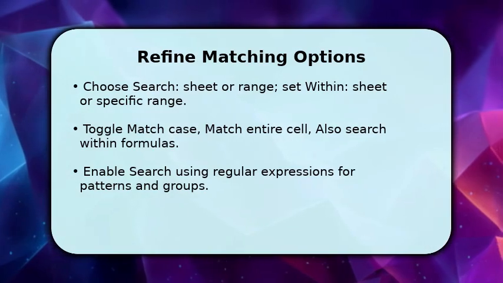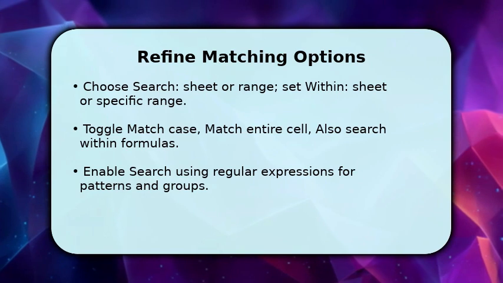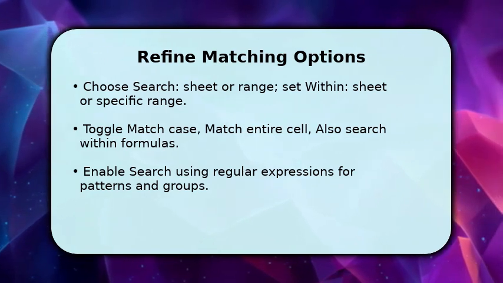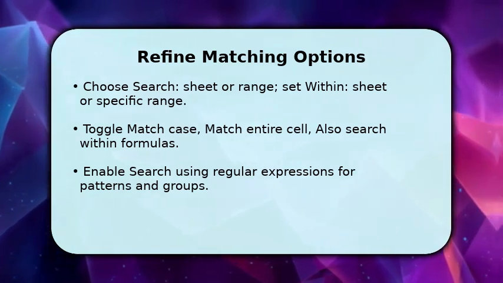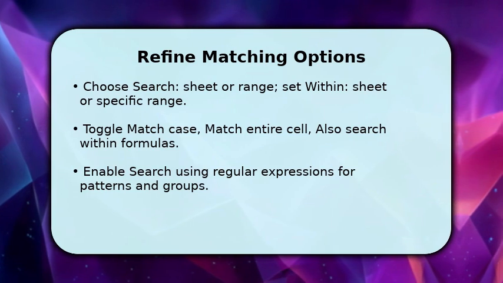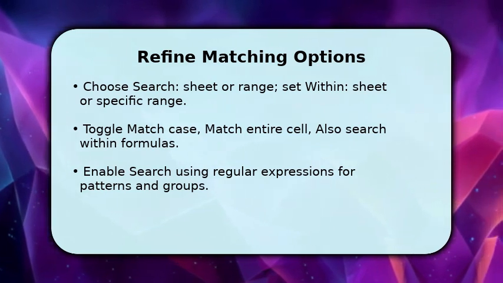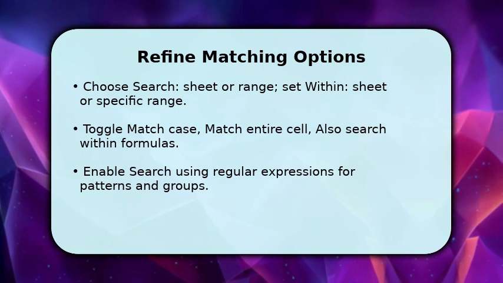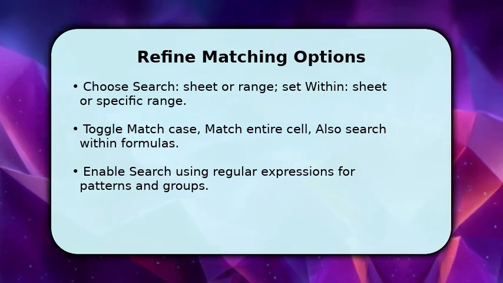Next, refine how Google Sheets matches text so you don't overplace. Start by confirming search applies to the current sheet or the selected range. This limits scope. Then toggle match case and match entire cell when you need exact or whole cell matches. Also enable search within formulas when replacing parts of formula text.